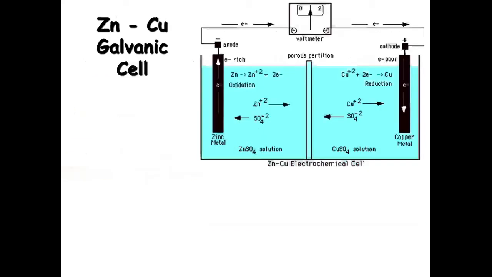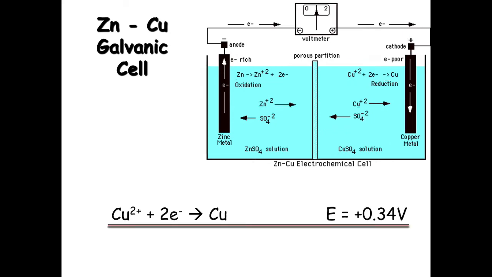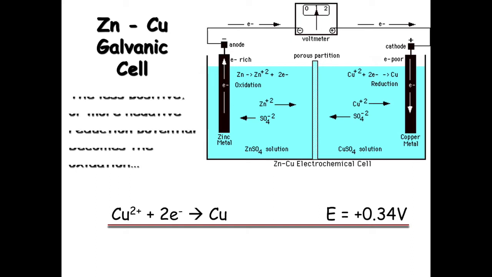A copper zinc cell, which is shown here. We have zinc at the anode and copper at the cathode. So our copper is going to gain electrons and our zinc will be losing electrons. And if we want to look at this cell, we would look at the standard table, and you notice that the electrons for zinc are on the reactant side and they need to be on the product side.